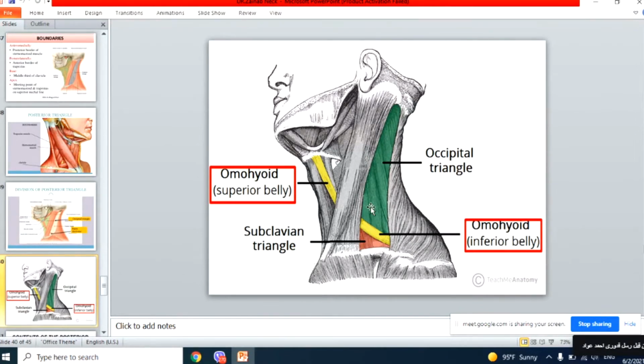So it's divided into two small triangles here: the occipital triangle and the subclavian or supraclavicular triangle. The boundaries of the occipital triangle are formed by the inferior belly of the omohyoid muscle, here the red one, the trapezius muscle, this one, and the sternocleidomastoid muscle. The supraclavicular triangle is formed by the inferior belly of the omohyoid, the clavicle, and the sternocleidomastoid muscle.